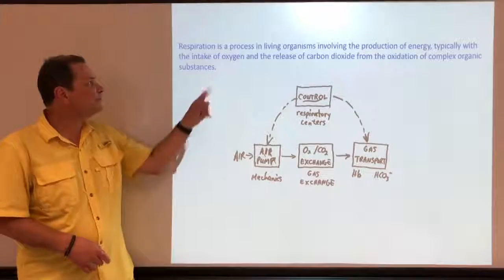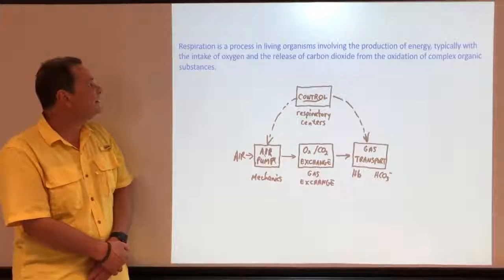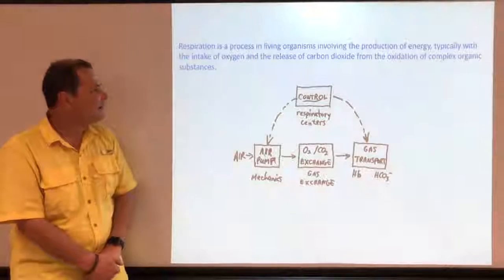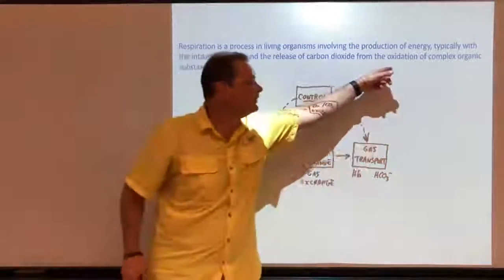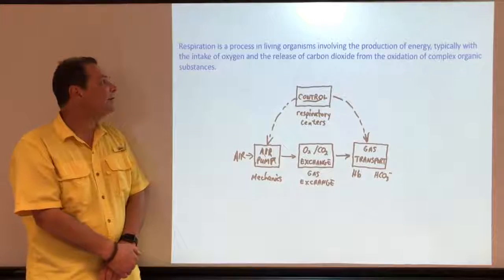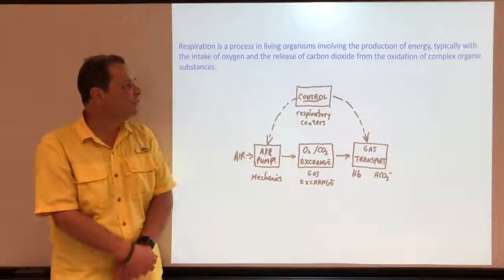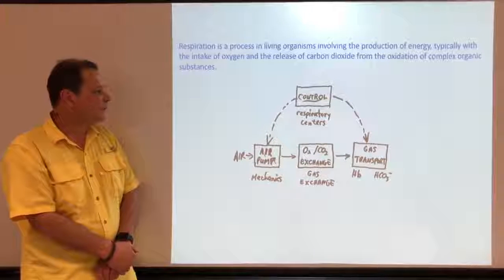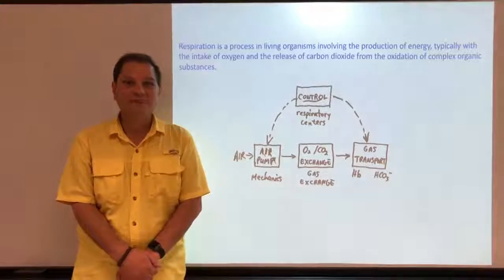So first of all, respiration is the process of production of energy, typically with the intake of oxygen and the release of carbon dioxide from oxidation of complex organic substances. So the oxidation of the substances you will get in GI, and I'm not going to be addressing that particularly, but I will be addressing everything up to the transfer of oxygen to the tissues for utilization and the transport of carbon dioxide away from those tissues, and how the oxygen gets in and the carbon dioxide gets out.